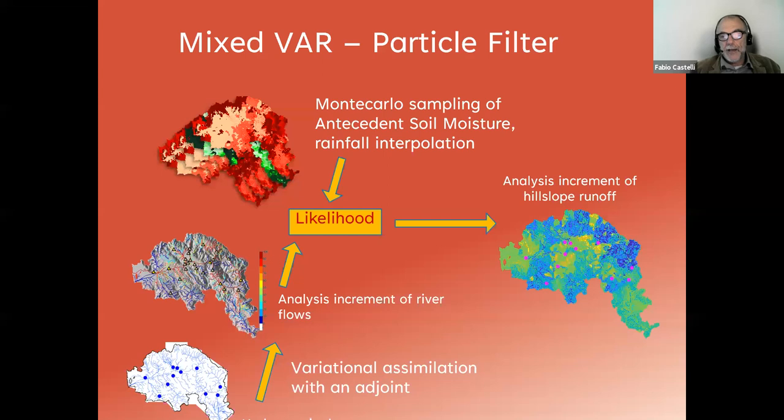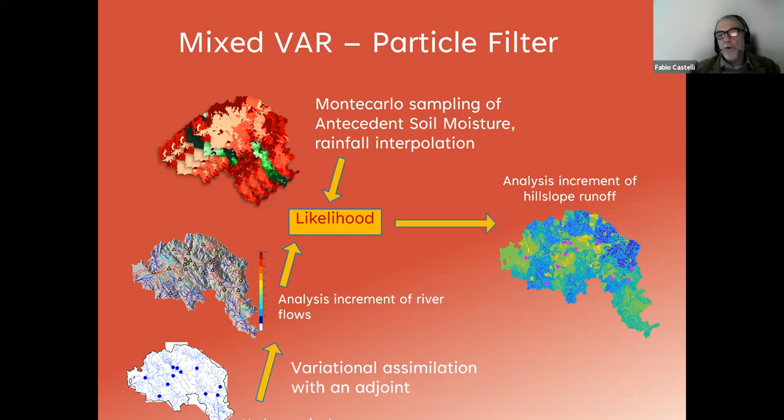We use hydrometric data with a variational simulation within a joint to get an increment of analysis of river flows, okay? Then, by perturbing soil moisture and rainfall interpolation parameters, we get an estimate of the produced runoff. Then we can do a sort of likelihood match between the many ensemble members of the produced runoff with the one that the variational simulation of the hydrometric data will tell, which is the best estimate of the total runoff, okay? So in a sense, we have a variational approach that provides the likelihood for a Monte Carlo assimilation.